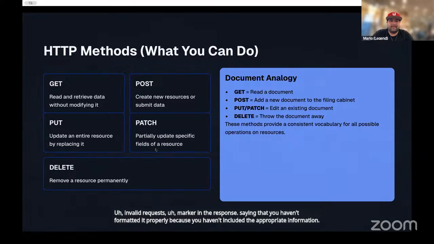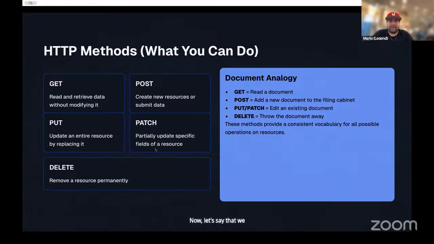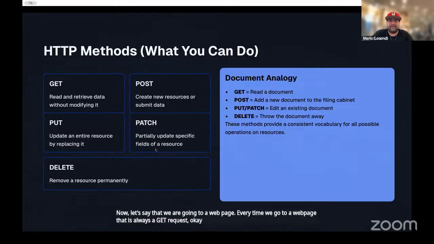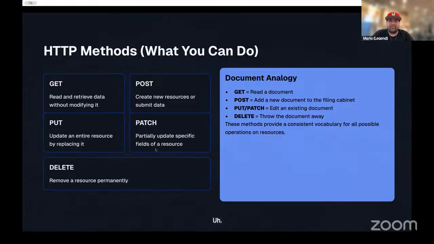Now, let's say that we are going to a web page. Every time we go to a web page, that is always a GET request, okay? With GET requests, we're always reading documents and asking for document information. POST requests are always where we are sending documents or sending information.